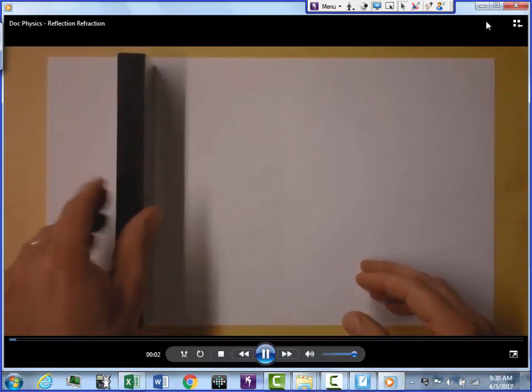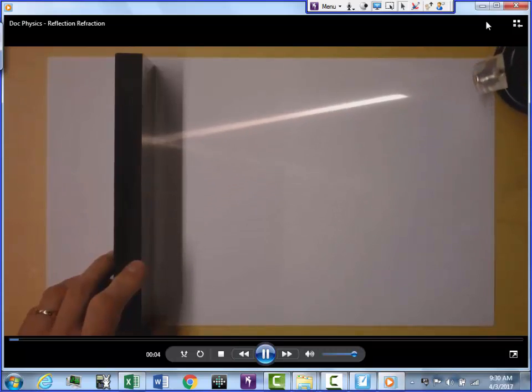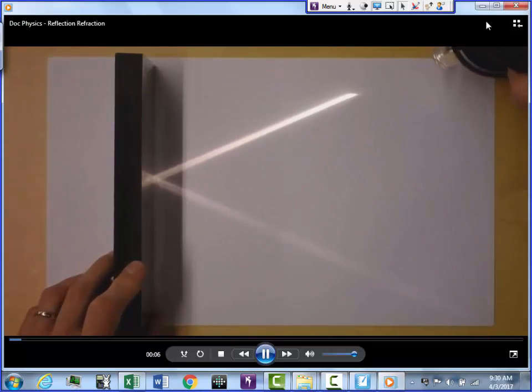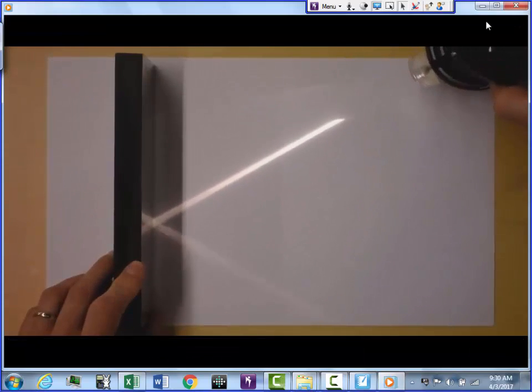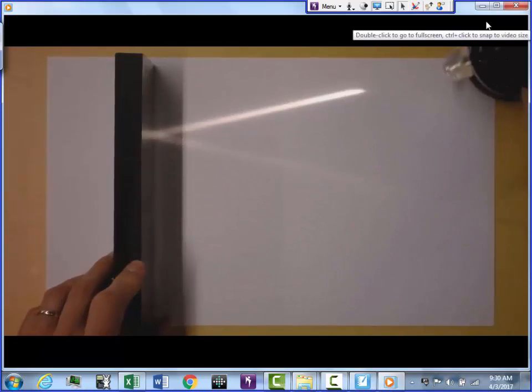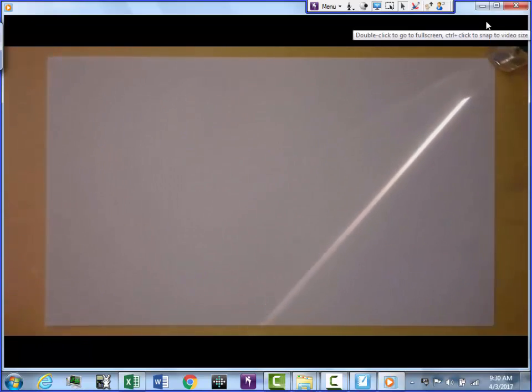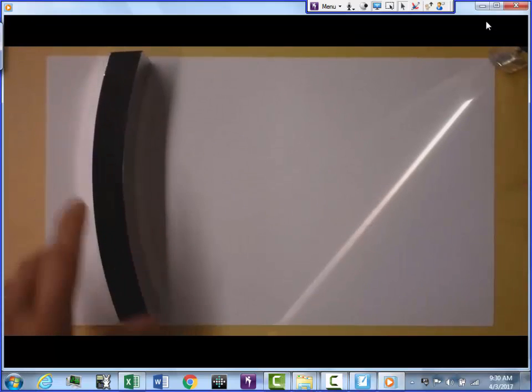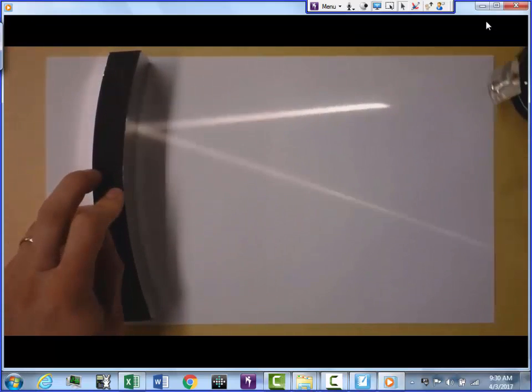Here's a mirror, plain mirror, and here's a beam of light coming in. And you see that as the beam of light comes in, it's going to leave at the same angle as it enters all the time. And the interesting thing about mirrors is that we can bend them. So I could start with a mirror like this. This mirror is concave over here.